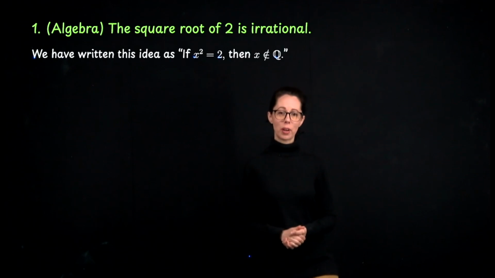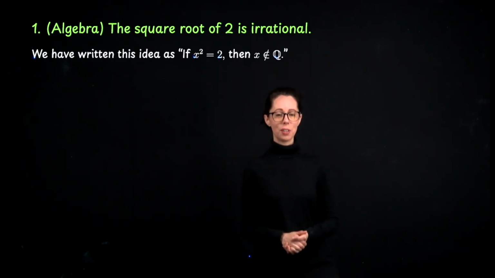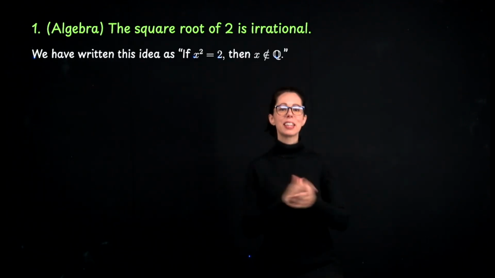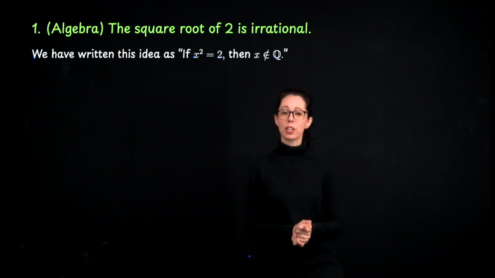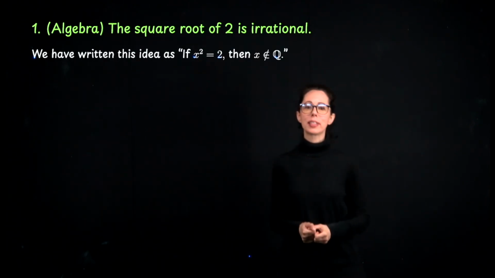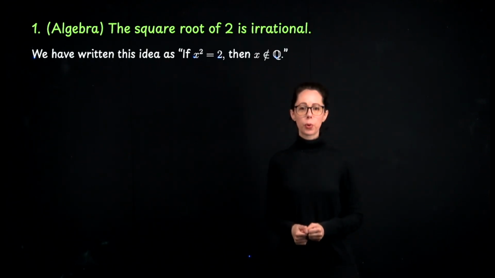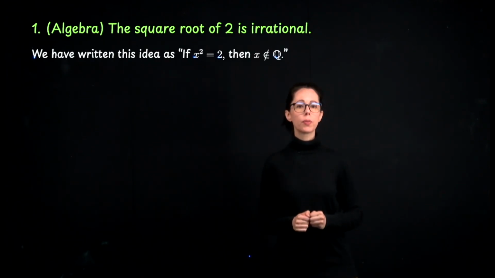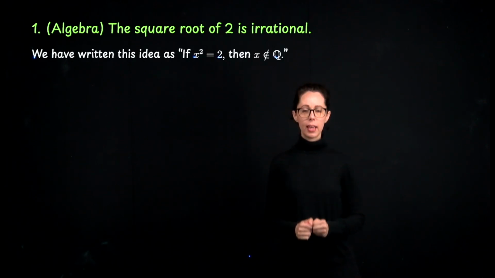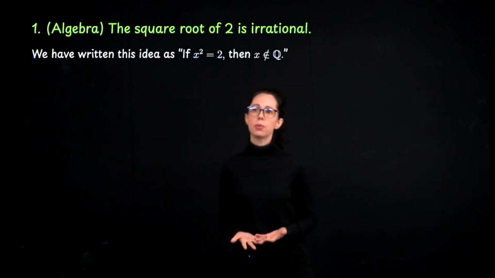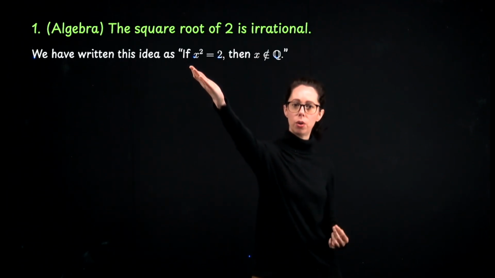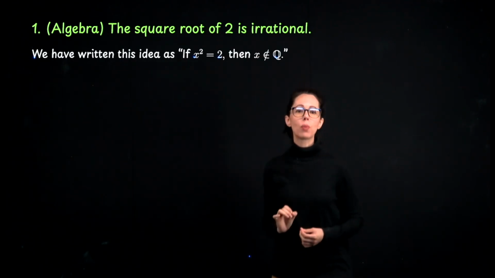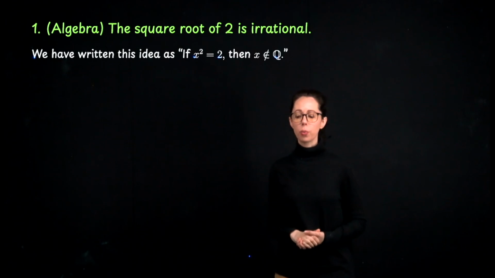Our first example is one of the most famous proofs by contradiction. This is often presented in this type of discussion. In fact, when I was a student and I learned how to write proofs by contradiction for the first time, this was one of our examples. We want to prove the statement that the square root of 2 is irrational. In the past, we have recharacterized that using if-then language as: if x squared equals 2, then x is not a rational number.